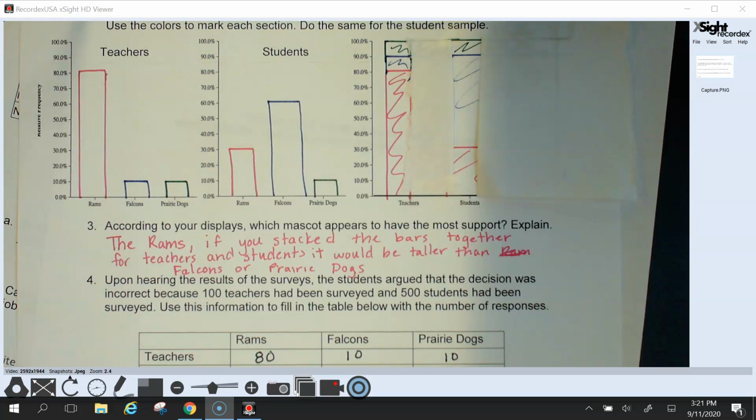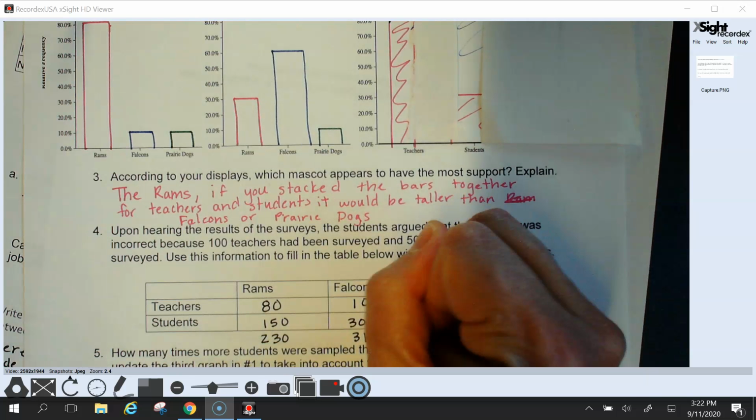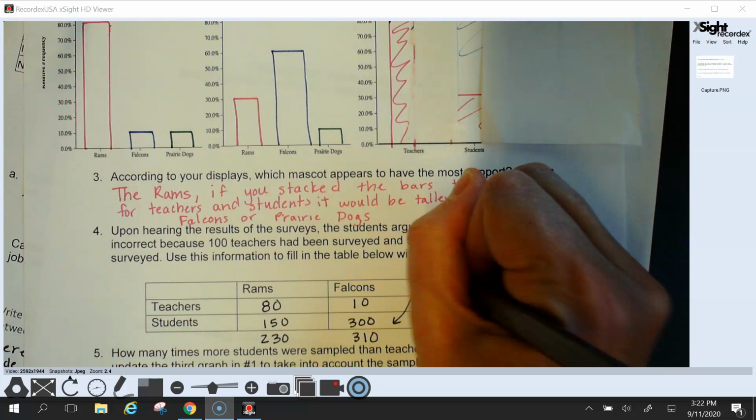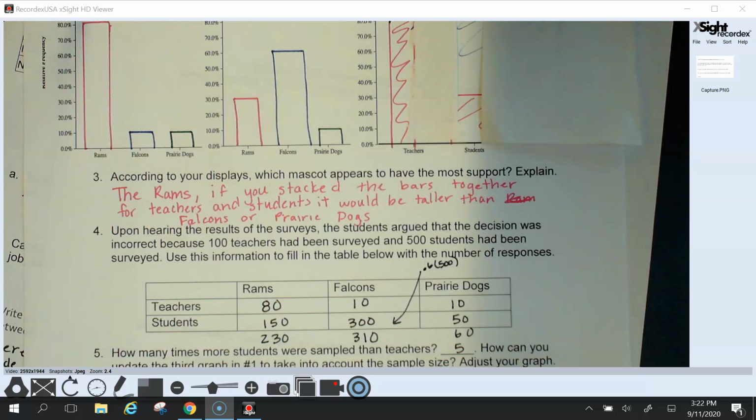For the students, the Rams, there was 30%. So you would take 30% times the 500, and that's how you got this value here. Falcons, 60%. Just to give you an idea, I took 0.6 times 500 to get this value. We filled in this table. Same thing for the Prairie Dogs, there was 10%, so 10% times 500 gave us this value here. You might want to write that in. I filled in this table, and then I just added up the total.